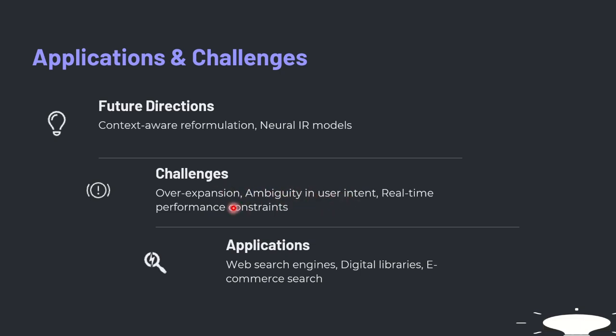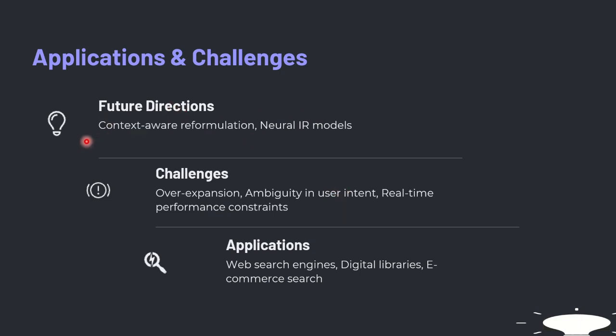Then the real-time performance constraints. Systems need to reformulate queries and fetch results in milliseconds. I think it is the most important one, as I already mentioned, in e-commerce search, where things are very critical in terms of suggesting the right products at the right time. So this point plays a really critical role. Yeah, that's it.